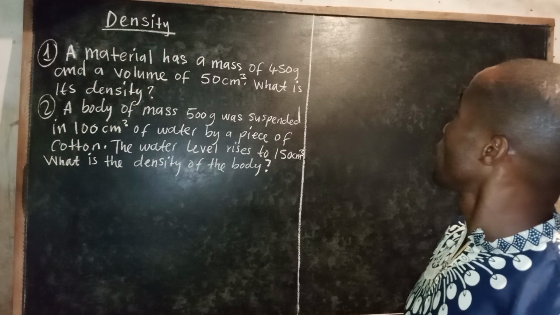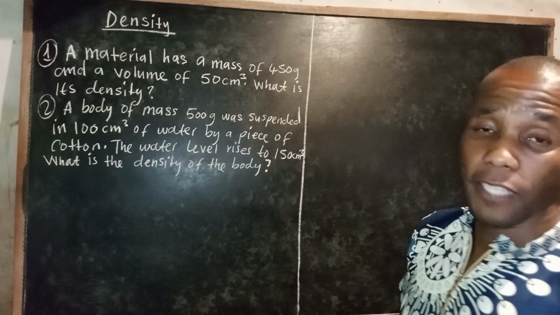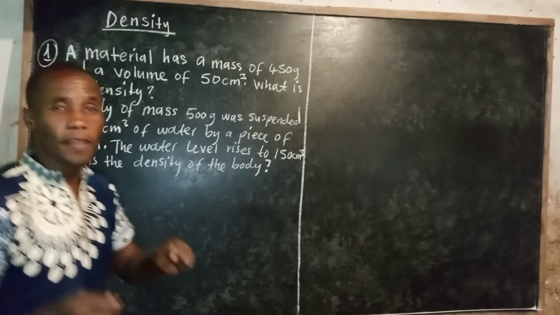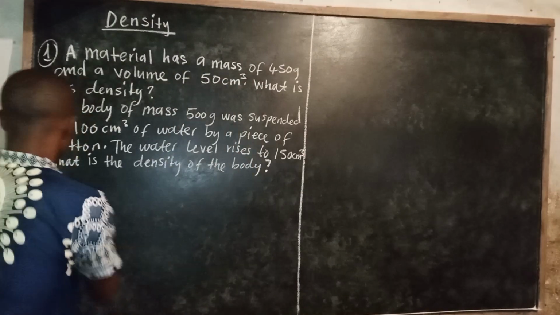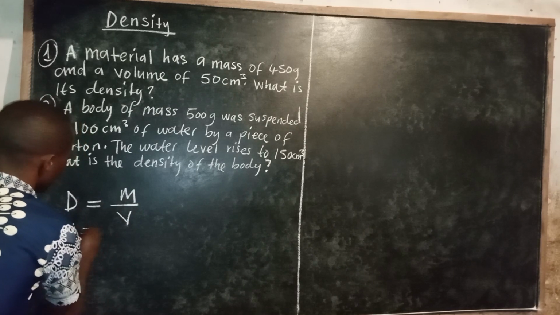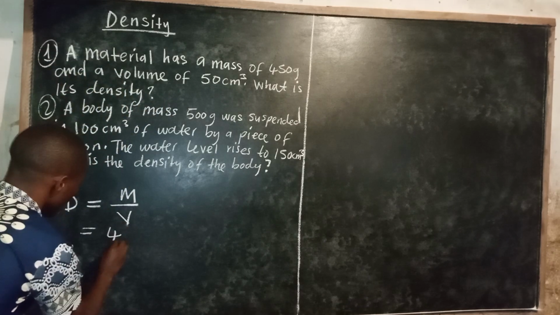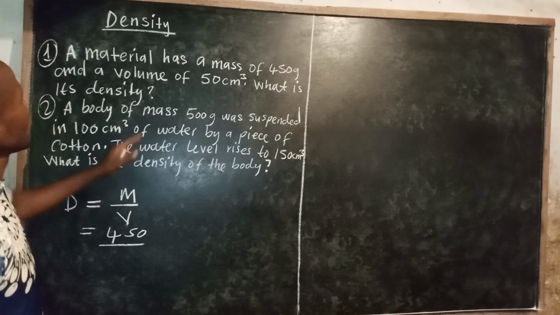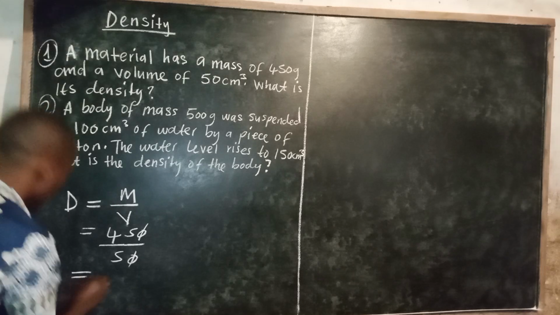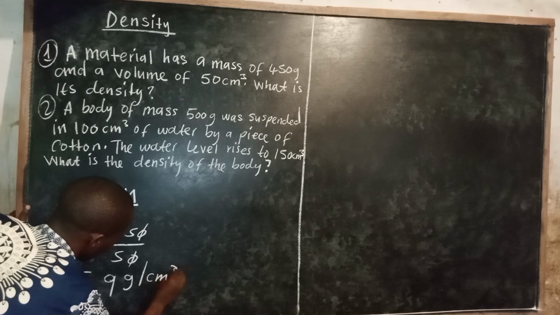A material has a mass of 450 grams and volume of 50 centimeters cubed. What is its density? So what you are going to do here, since we are saying density is mass per volume, the formula is going to be density is equal to mass over volume. Okay, so what is our mass according to the first question? Our mass is 450. We just substitute, over what is our volume? Volume is 50. Okay, so there we are going to cancel this. Then we are going to remain with the 9 grams per centimeters cubed.